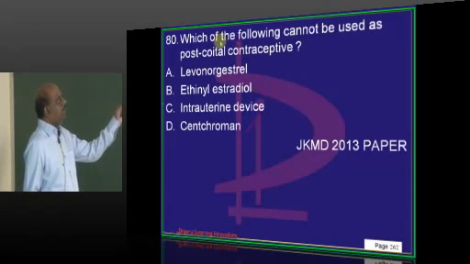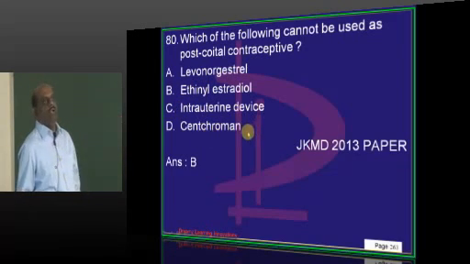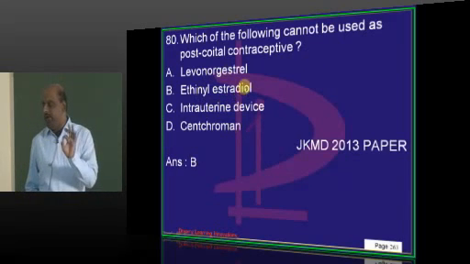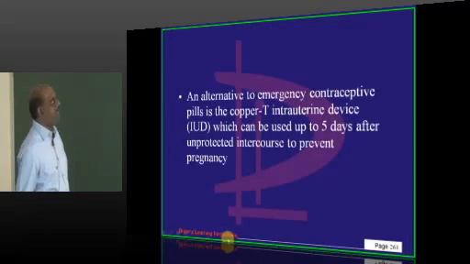Now you can use Levonorgestrel, IUD, Centchroman. All of these can be used in postcoital contraception, is what you have to basically remember.